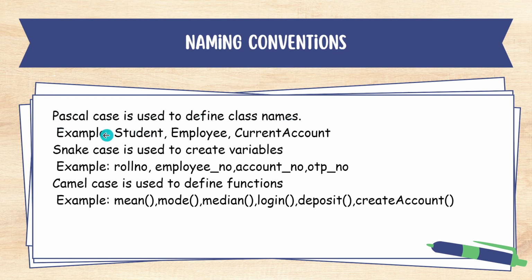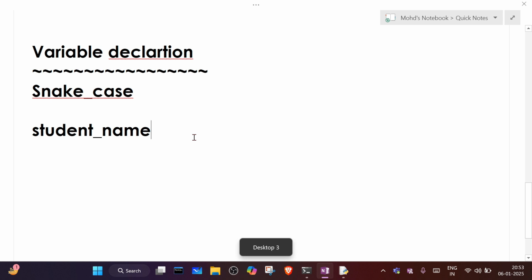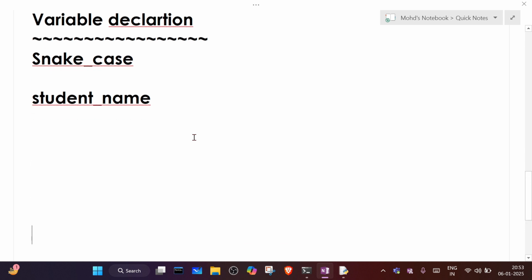As I told you, like Student class, Employee class, and CurrentAccount. So these are classes. Can we say classes are identifiers? Can we say user defined classes are an example of identifiers? Yes, sir, it is. Okay, tell me, what are the total identifiers? What are the user defined identifiers?